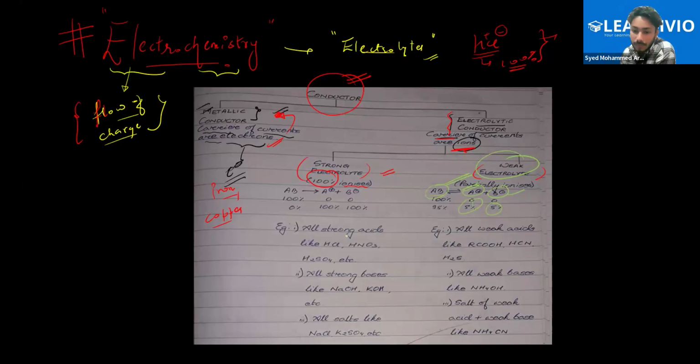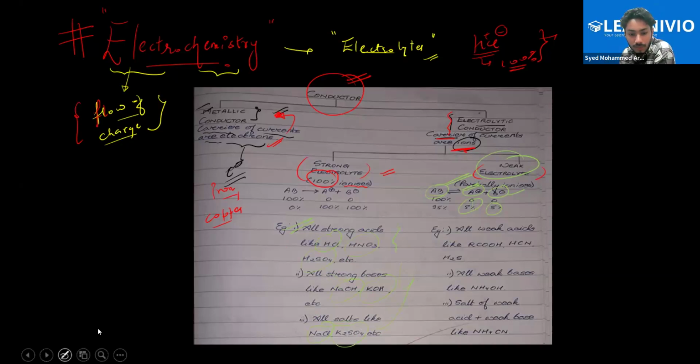So the examples of the strong electrolytes are the strong acids like HCl, HNO3, H2SO4, etc., and the strong bases like NaOH or KOH, etc., and the salts would be like NaCl, K2SO4, etc. So these are the examples of the strong electrolyte.